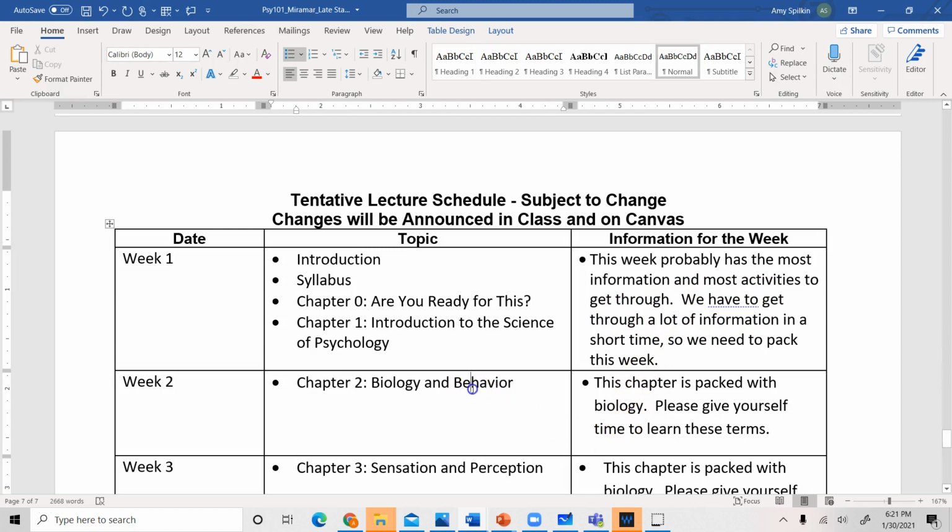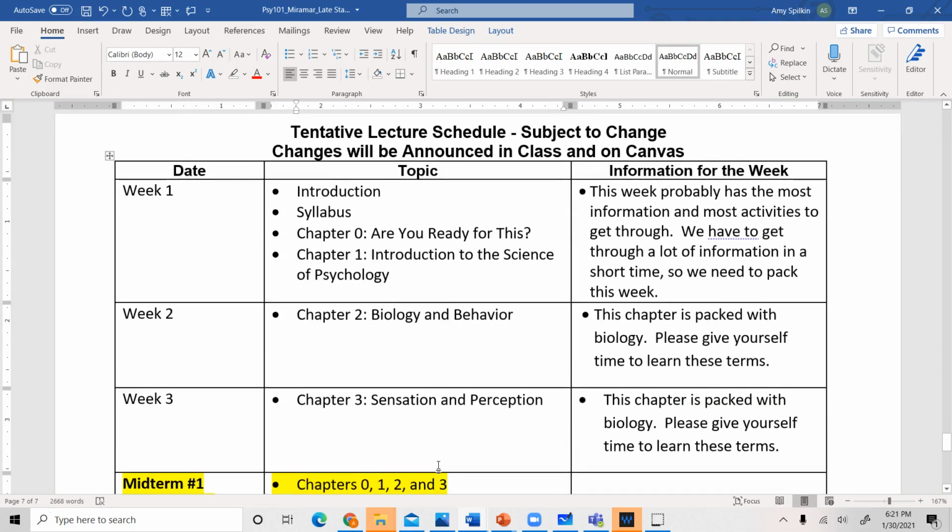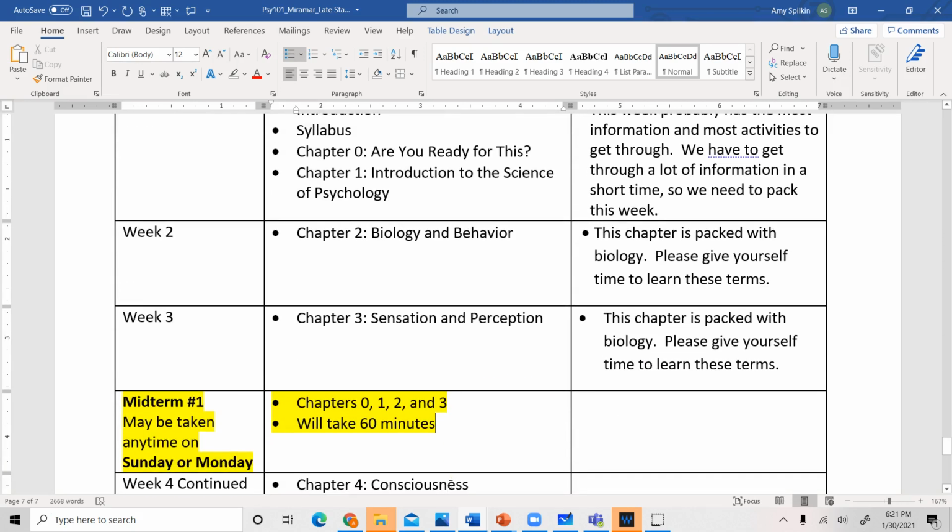Chapter 2 is the following week, Biology and Behavior. Again, this is packed with quite a bit of biology, so give yourself time to learn these terms. And then week 3 is Sensation and Perception, another chapter with quite a bit of biology, so give yourself a chance to learn these terms. Then we'll have our first midterm on a Sunday or Monday. Anytime on Sunday or Monday you can take the test, and it covers chapters 0, 1, 2, and 3.